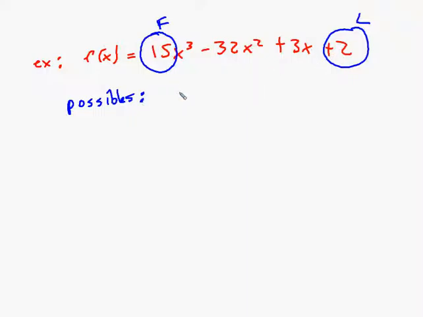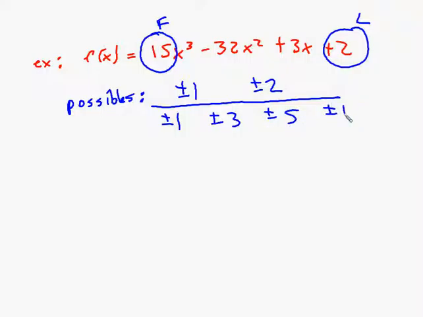What are my factors of 2? Plus or minus 1, plus or minus 2. What are my factors of 15? Plus or minus 1, plus or minus 3, plus or minus 5, plus or minus 15. So now I need to get my combinations. 1 over 1, 2 over 1. So, plus or minus 1, plus or minus 2. Do you see how I got that? Now, 1 over 3, 1/3. 2 over 3, 2/3.